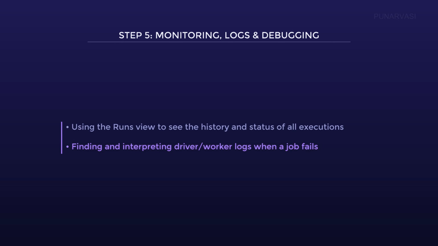But just seeing that red failed flag isn't enough. The real power is in the logs. You have to go deeper than the Spark UI. I'm talking about the driver log, the stderr, and the specific worker logs. This is where you will find the Python traceback or the Scala error that caused the entire cluster to stop. This is your definitive root cause.